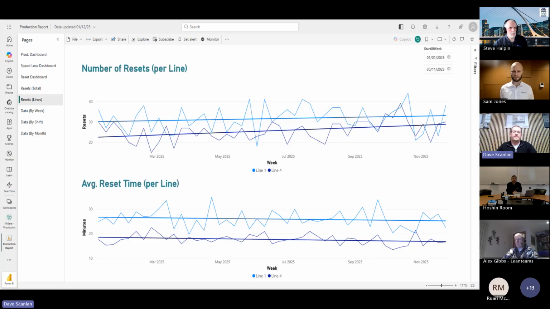So we decided we would have to do something about this. So we introduced a single minute exchange of dies project on both the lines, because if we have more resets on the lines, we have more downtime. But if that's market driven, we have to adjust to that. We have to amend how we run. So we decided we'd do what we could to bring down our reset time, because we're going to get more resets.